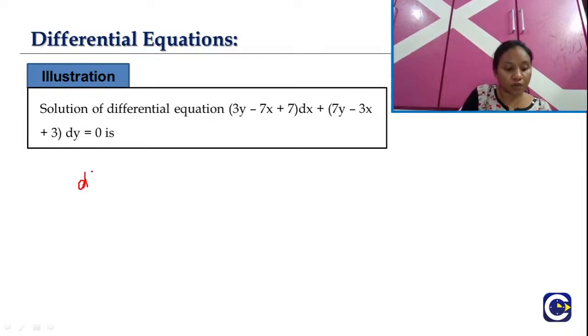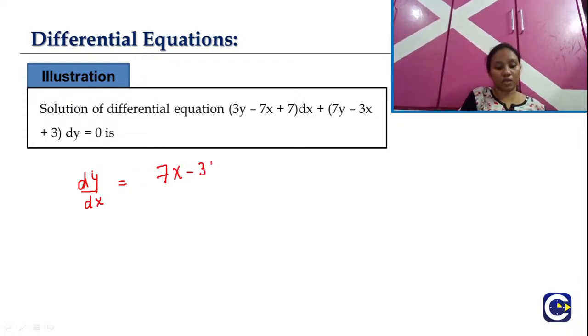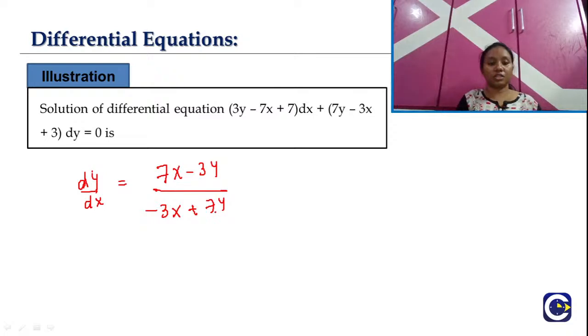So the homogeneous form of the equation is nothing but, we are left with dy by dx equal to (7x minus 3y) divided by (minus 3x plus 7y). This is the homogeneous form of the equation because the constant terms entirely become equal to 0.